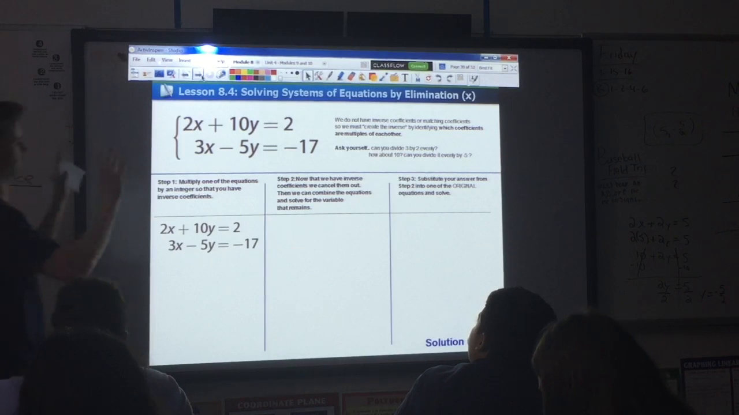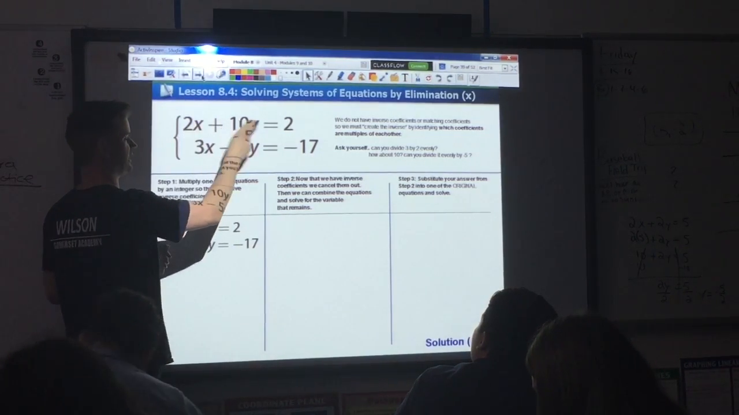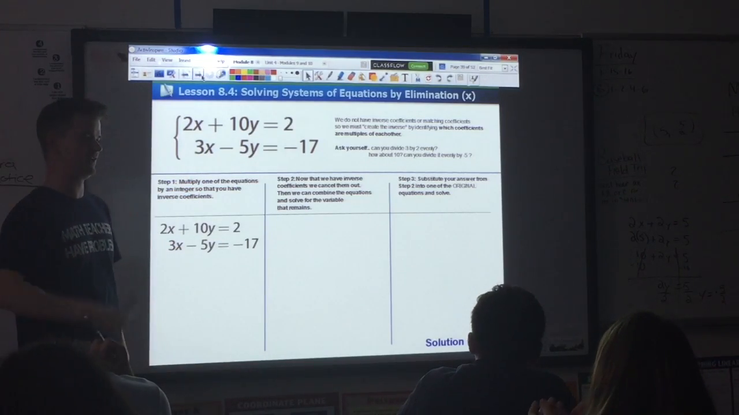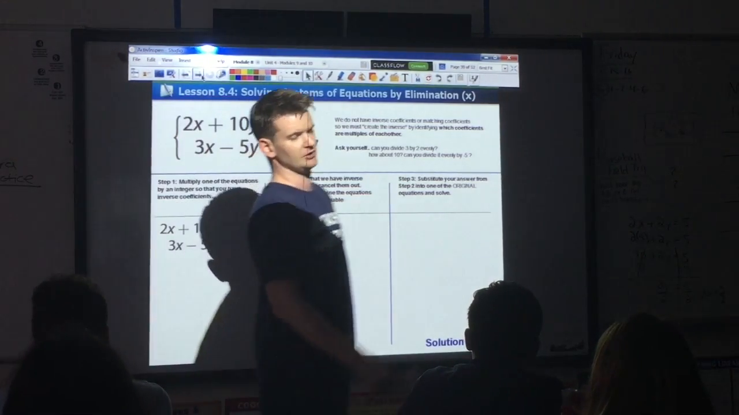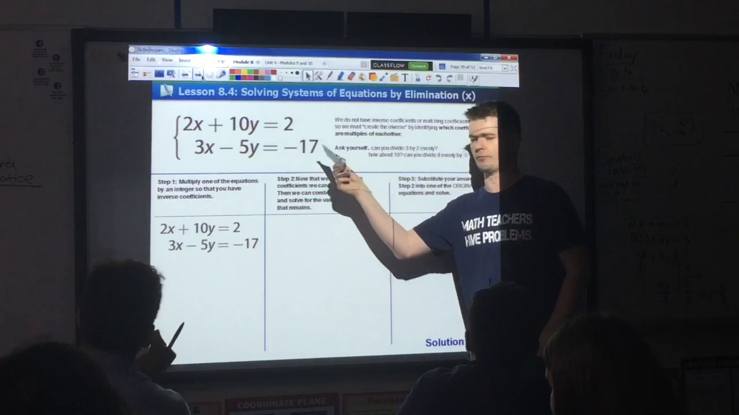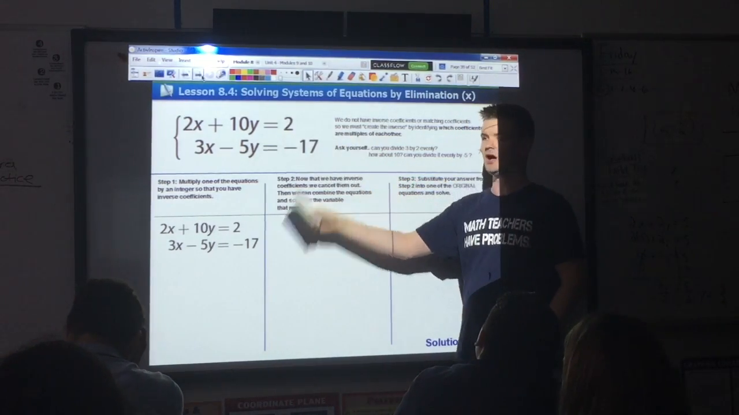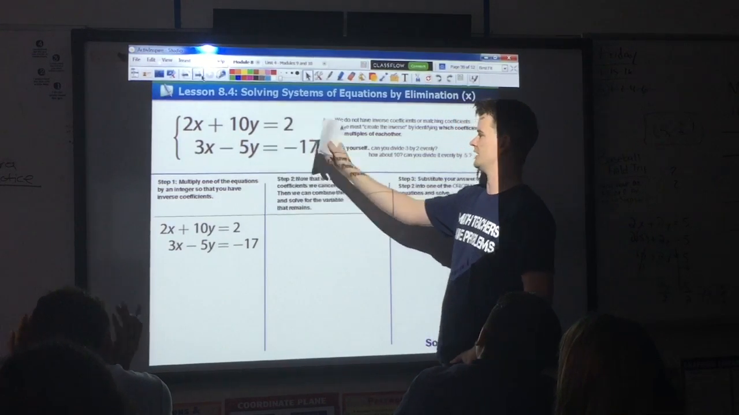So we look at this first system right here. We have 2x plus 10y equals 2, 3x minus 5y equals -17. First question, you should always ask yourself, is that in standard form, both equations, yes or no? Yes. Yes. X term, y term, equals sign, constant; x term, y term, equals sign, constant.